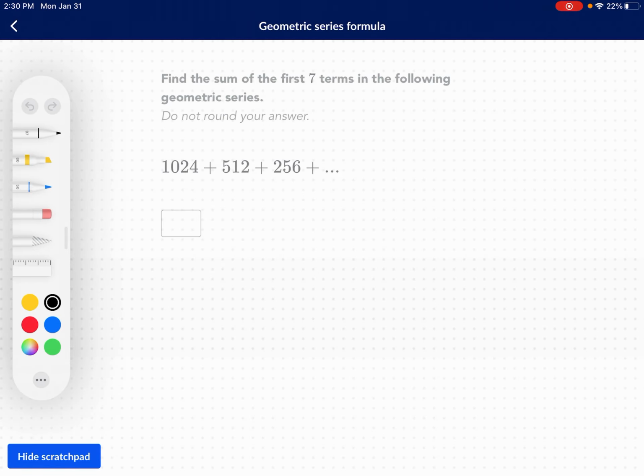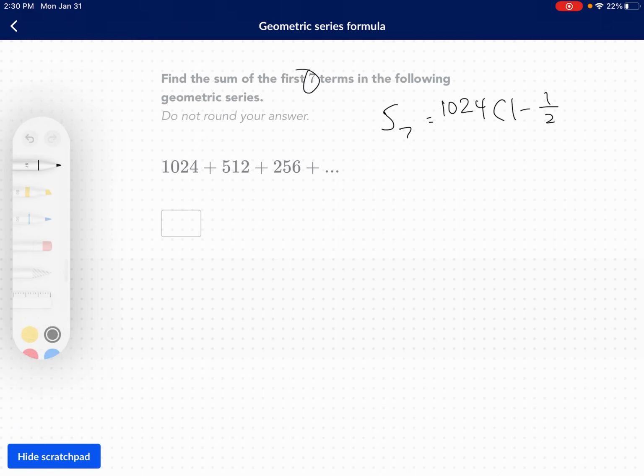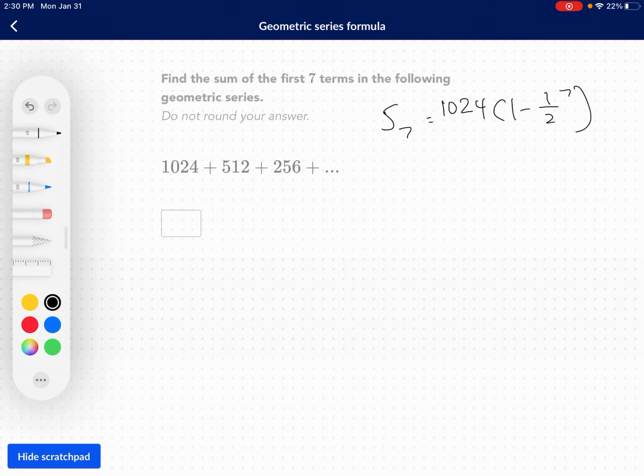So I'm going to use the geometric series formula, which goes S, sum of all 7 terms. I'm just going to substitute it directly. I'm not going to rewrite it. The initial term is 1024 here, 1 minus the common ratio, which looks to be 1/2. It's asking for 7 terms, so n is 7. And 1 minus the common ratio is 1/2. So just enter all this in the calculator.